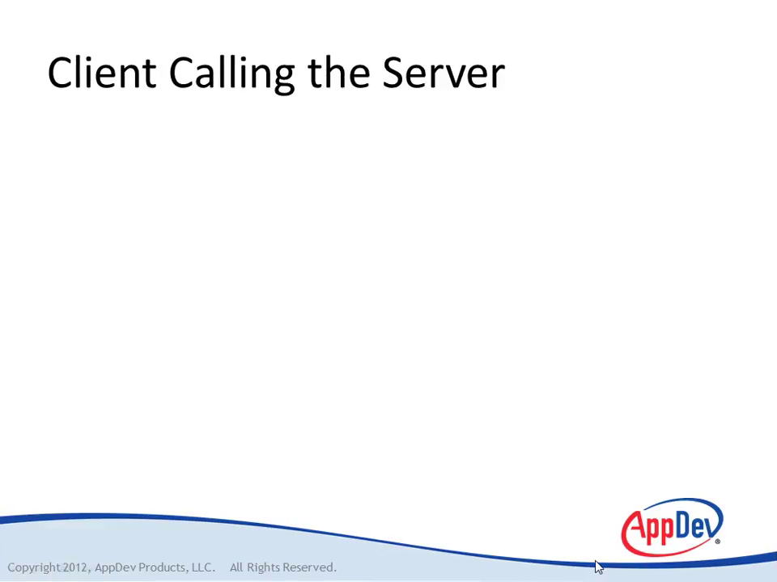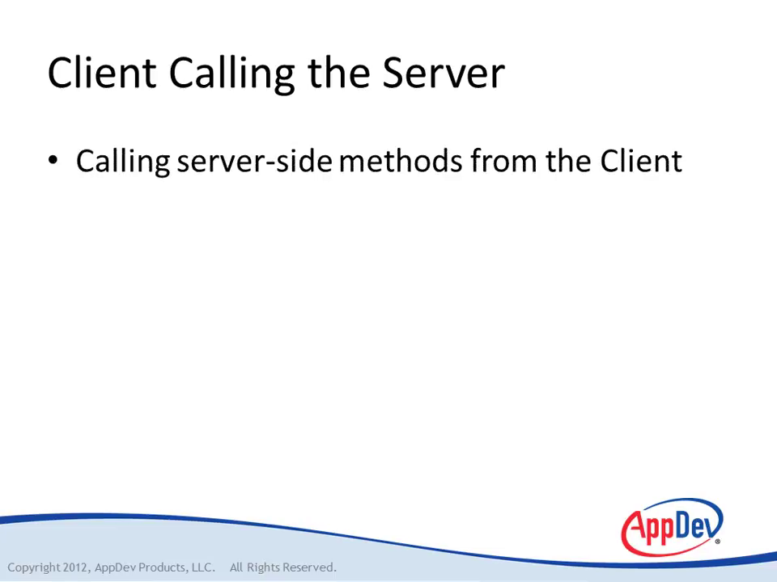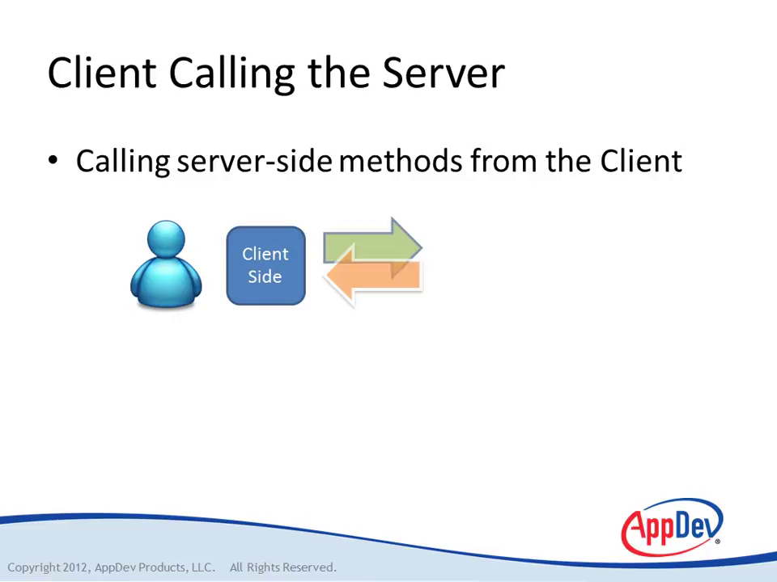Of the hub section, the first thing we're going to look at is client calling the server. This allows calling server-side methods from the client. And basically, kind of how this works is you have your user on the client side that makes a request to the server side, and then the server side hands back to the client side. Now the difference here is that from the client side, we are specifically calling a method that exists only on the server side. This is one of the powerful things of SignalR.